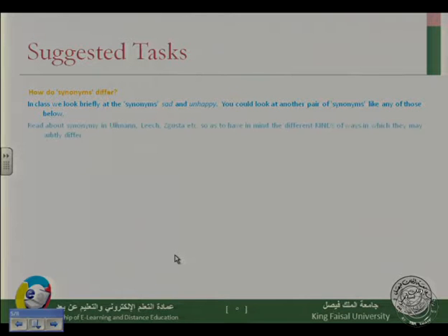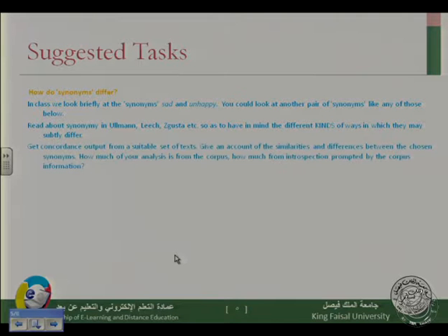So let's have some reading about synonyms in Ullmann, Leech, Zgusta, etc. These big names who wrote different research and articles about synonyms, so as to have in mind the different kinds of ways in which they may subtly differ. Get concordance output from a suitable set of text corpus, and give an account of the similarities and differences between them. So this is one task that you can do.